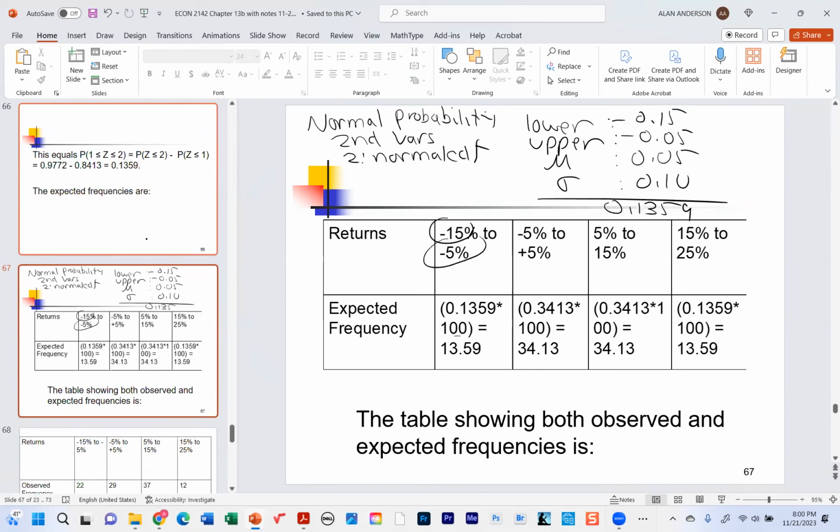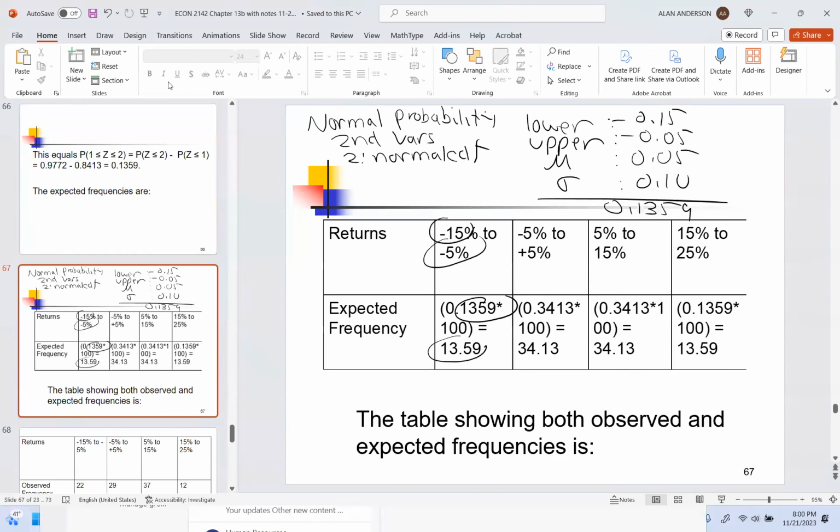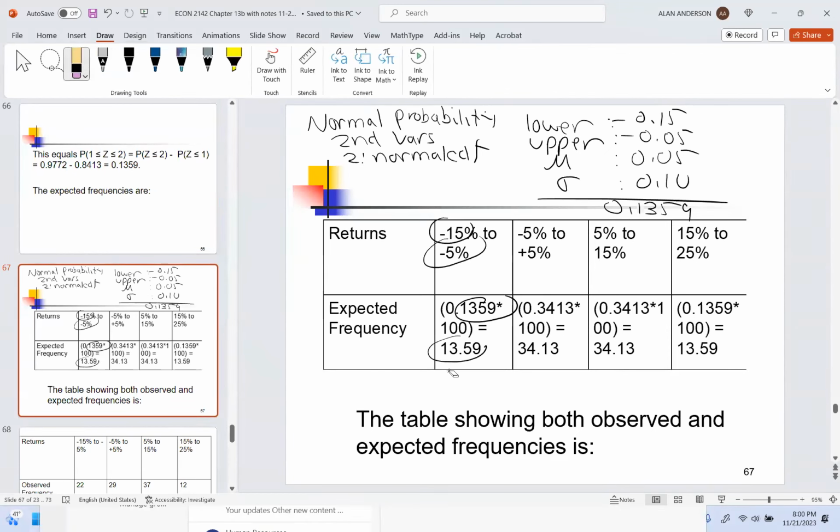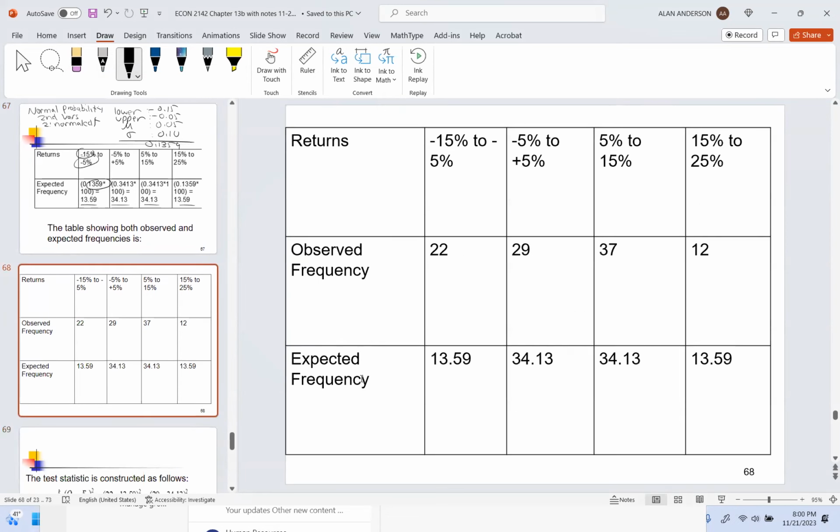If you plug those in, you'll see that it is approximately 0.1359. And that's where this comes from. By multiplying it by the sample size of 100, we end up with 13.59. We'll do the same thing here, here, and here. Now, of course, just for convenience, we're going to move all that into the table with the observed frequencies. And you'll see this is the result.